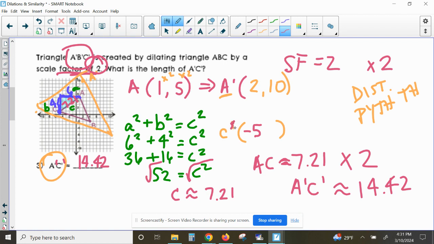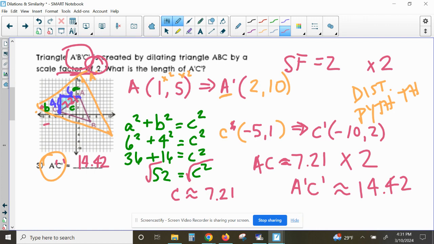The regular C was negative 5, 1. And so if I got my C prime, I'm going to multiply by a scale factor of 2. So that's negative 10, 2. So negative 10, 2. That's over here.